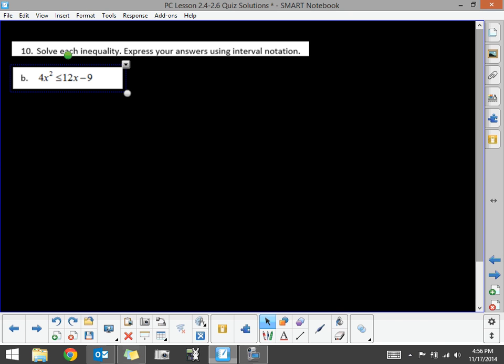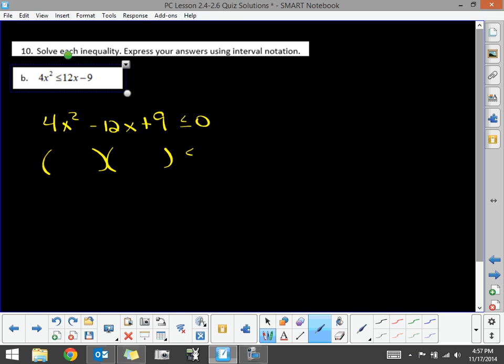In 10a, it's another quadratic or polynomial inequality. So take the same approach. We want to make sure that we get one side equal to 0. I'd like to keep my quadratic term positive. So 4x squared, negative 12x, and then plus 9 has to be less than or equal to 0. So I think this thing's going to factor. I'm going to go ahead and try to factor it.